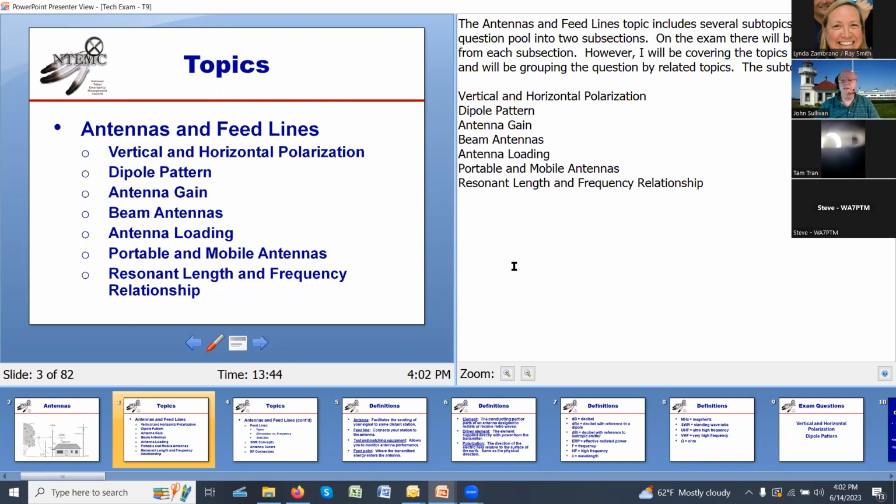So this session is divided down into a number of subtopics. We'll talk about antennas and feed lines. We'll talk about vertical and horizontal polarization, the patterns produced by a dipole antenna, the concept of antenna gain, beam antennas or directional antennas in general. Talk about antenna loading, differences in portable and mobile antennas. Talk about the resonant length of an antenna and how that's related to frequency.